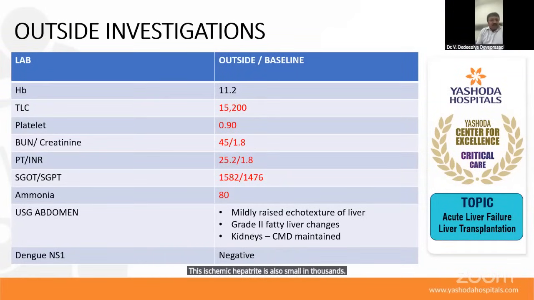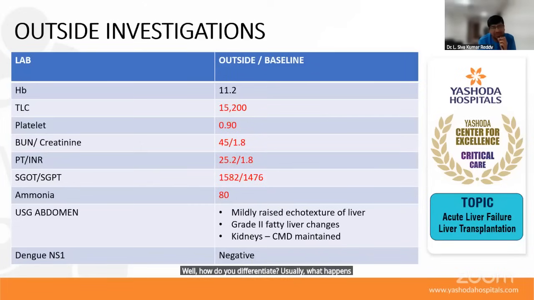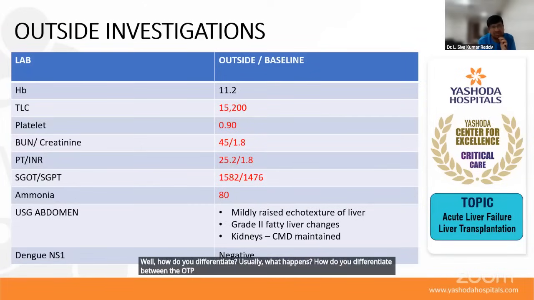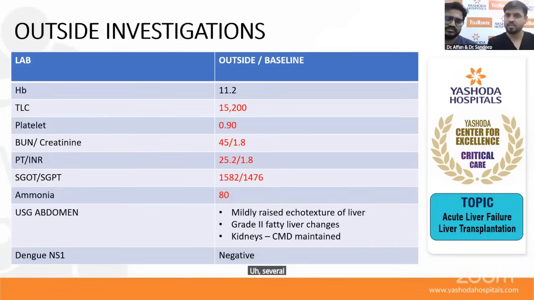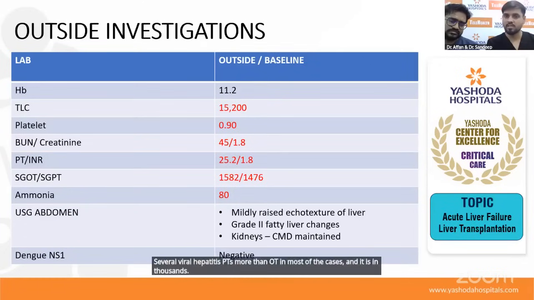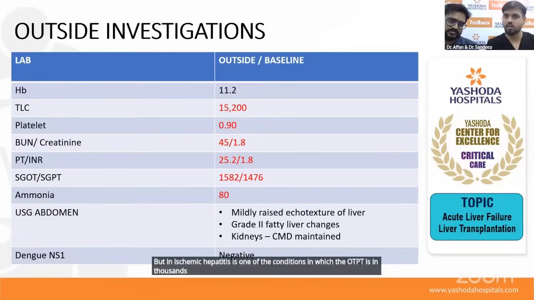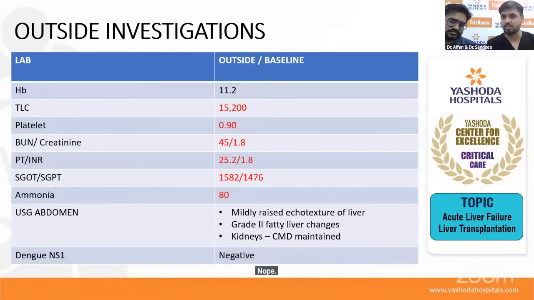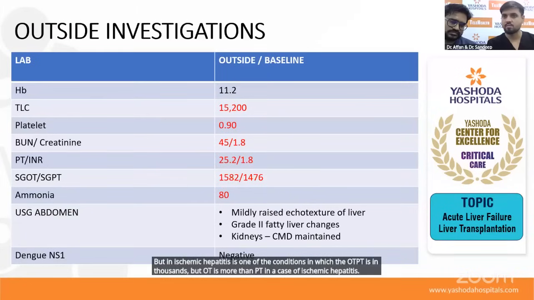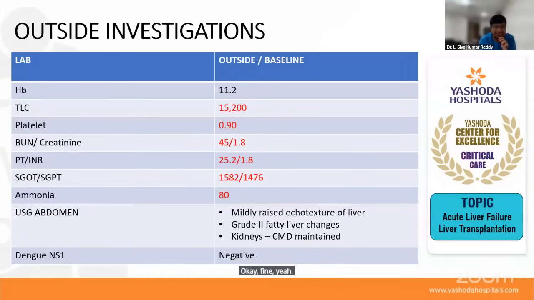Okay. So how do you differentiate? Usually what happens, how do you differentiate between the OT/PT of viral hepatitis versus the ischemic ones? Sir, in viral hepatitis, PT is more than OT in most of the cases, and it is in thousands. But ischemic hepatitis is one of the conditions in which the OT-PT is in thousands, but OT is more than PT in a case of ischemic hepatitis. Okay, fine. Yeah, thank you.